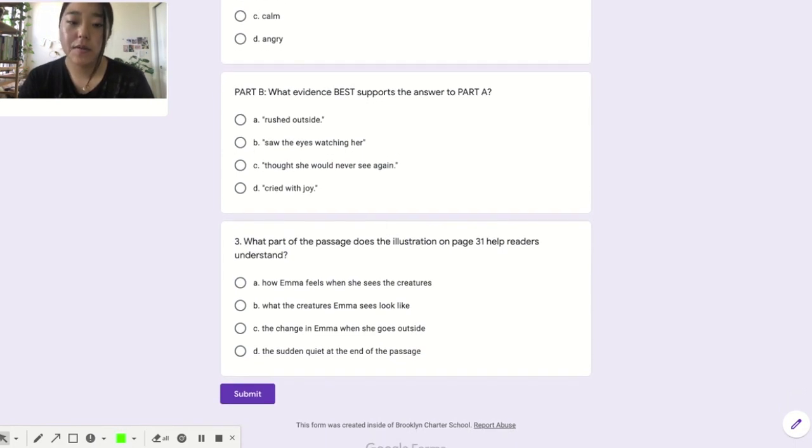And your last question, number 3, what part of the passage does the illustration on page 31 help readers understand? A, how Emma feels when she sees the creatures. B, what the creatures Emma sees look like. C, the change in Emma when she goes outside. D, the sudden quiet at the end of the passage. So again, I want to emphasize that last question: what part of the passage does the illustration on page 31 help readers understand? So what does the illustration show you or help you understand about the passage on page 30? All right.